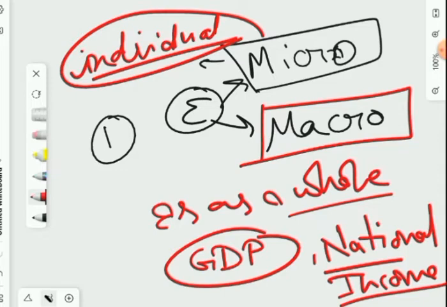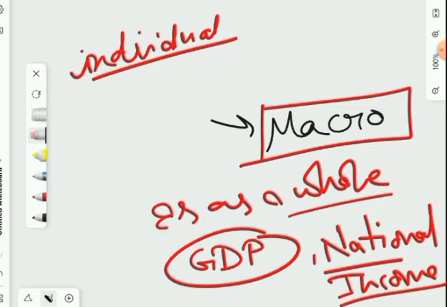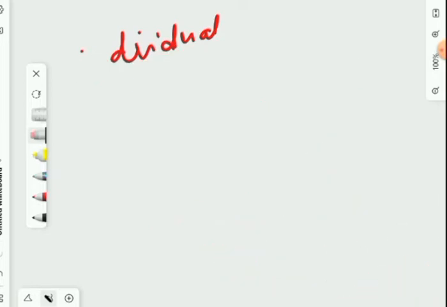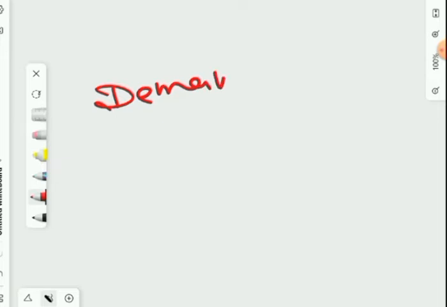Today, this is the first part of the microeconomics concepts. In this video, we will look at the topic of demand and supply. So we are starting with explaining demand. How can we define demand?